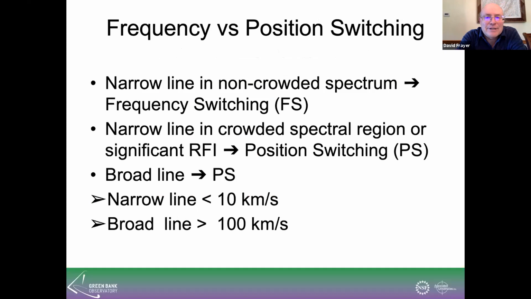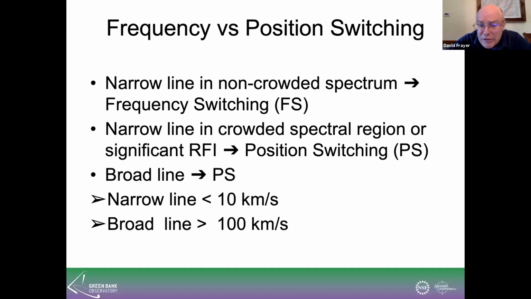But for frequency and position switching for spectral line work, if you're doing narrow lines in a non-crowded spectrum, you can do frequency switching. If you're in a crowded spectrum, even though your lines are narrow, meaning you can have lots of RFI, or if you're doing a chemistry survey and you have a lot of faint lines under there, you would want to pick position switching, because you wouldn't want to fold in signals at other frequencies onto your target frequencies. It makes it a little confusing.